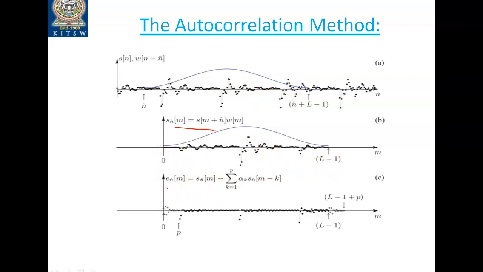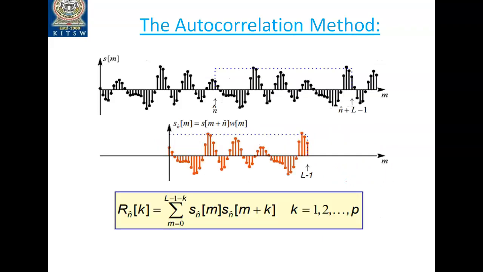And the error sequence that we are going to be estimating is Sn of m minus the prediction. This is the actual speech signal, and this is the prediction speech signal. So the error will be minimum if you want to reduce the difference between these two. But unfortunately at this portion the errors are very high, and at this portion also the errors are very high. The large errors we are going to be seeing at the beginning and ending of the window. The same thing applies when you take the samples with a rectangular window, the same procedure.